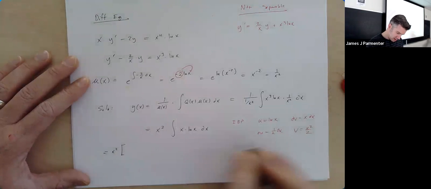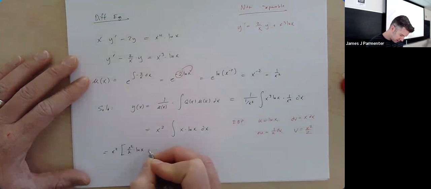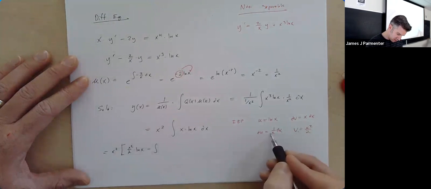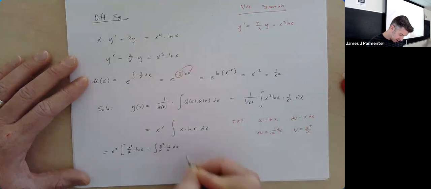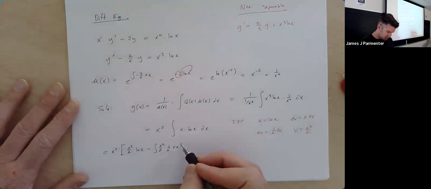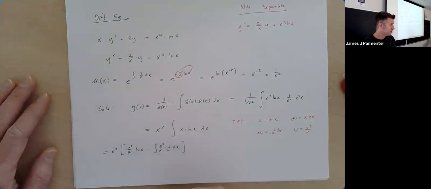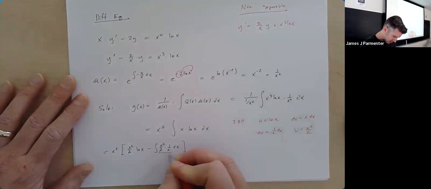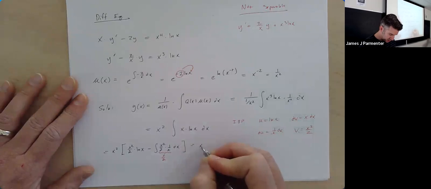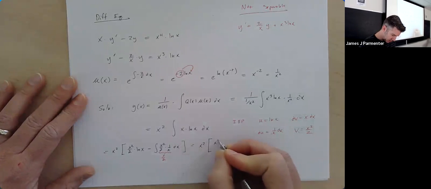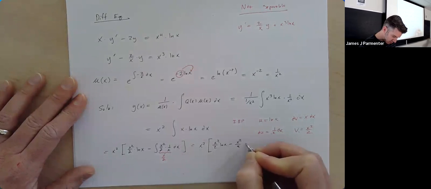uv, so x squared over 2 times natural log of x, minus the integral of v du, which is the integral of x squared over 2 times 1 over x dx. And the whole point here is that this new integral is easier to integrate. X squared over 2 times 1 over x is just x over 2, and the integral of x over 2 is x squared over 4. So we're going to get x squared over 2 natural log of x minus x squared over 4 plus c.